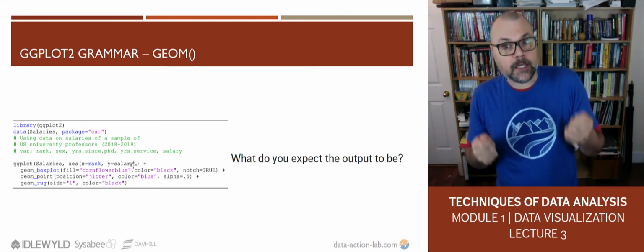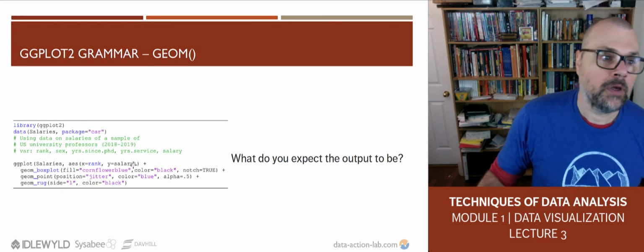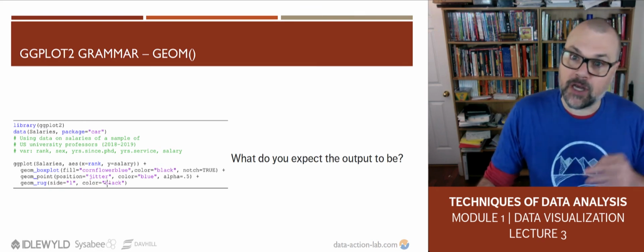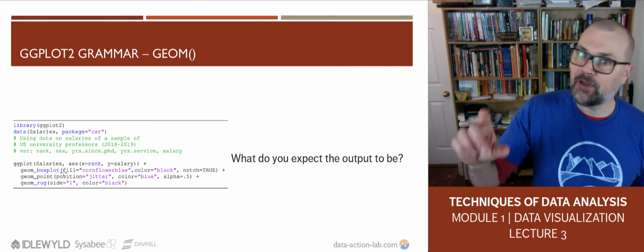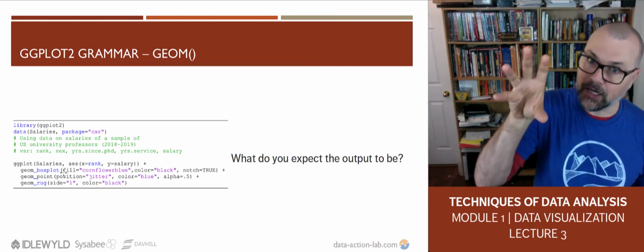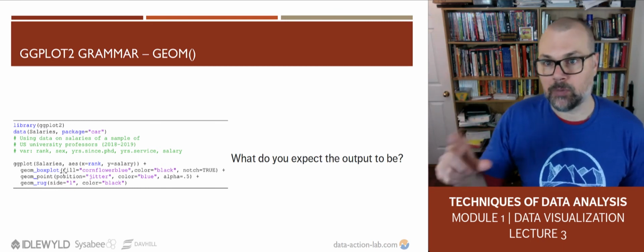Then we need to select a geometry, otherwise we're not going to see anything. Well, we're going to add 3 geometries, in fact. We will have a box plot geometry first of all. So that means that the objects that we will be plotting, one for each rank, will be box plots.